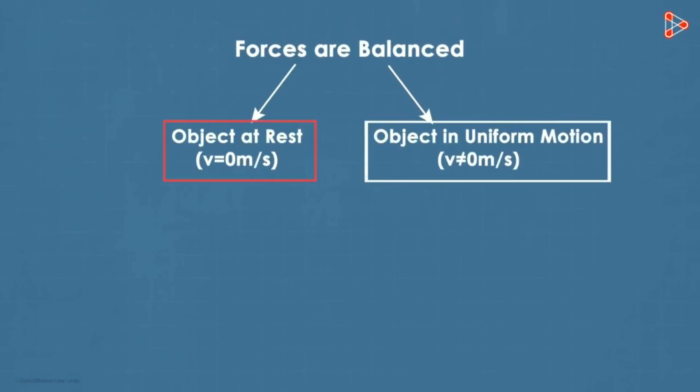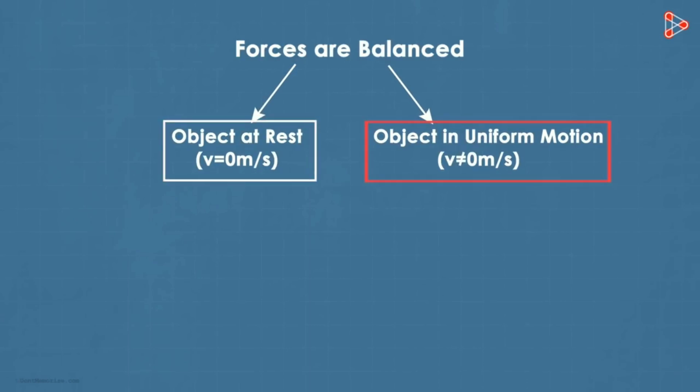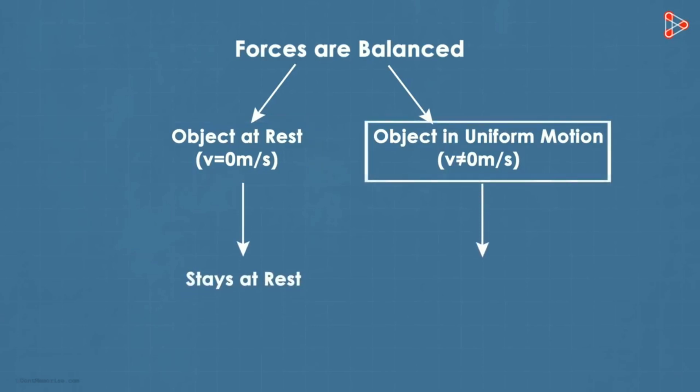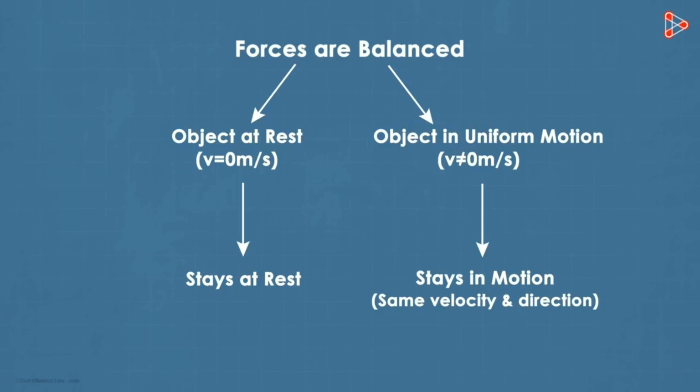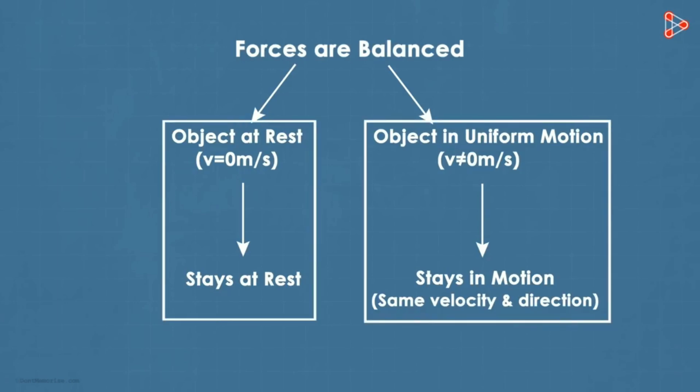An object may be at rest, or an object will be in motion at a non-zero constant velocity in a particular direction. These can be the only two cases when the forces are balanced. In the first case, the object will continue to remain at rest, and in the second, the object will continue to stay in motion at the same velocity and in the same direction. Don't forget, these two cases will remain true only if the forces are balanced. In the next video, we will look at a few applications of the first law of motion.